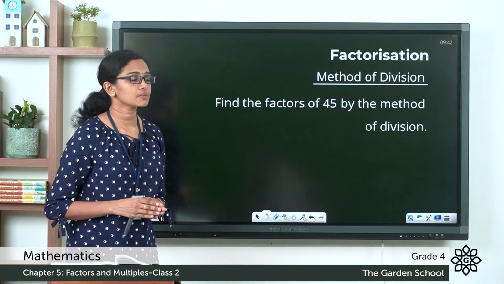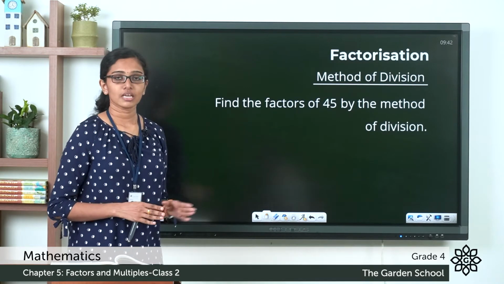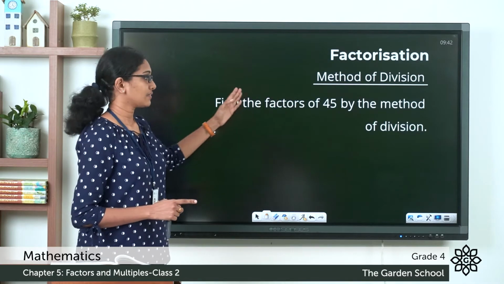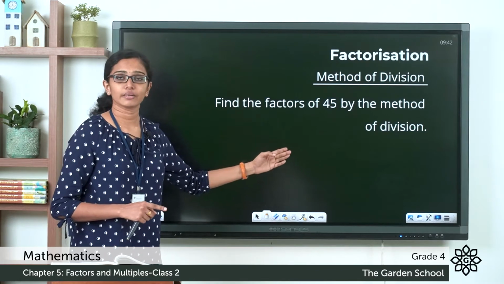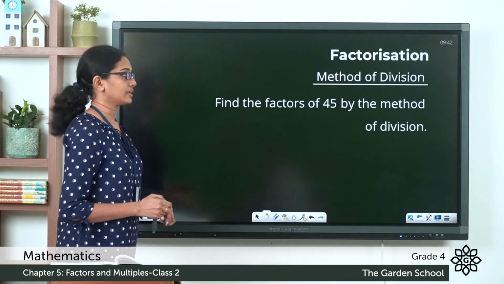So, what do we do in this method? In this method, we have to check which numbers can divide the given number completely without leaving a remainder. If it leaves a remainder, it will not be a factor, and if it does not leave a remainder, or if the remainder is 0, that will be a factor for the given number, right?